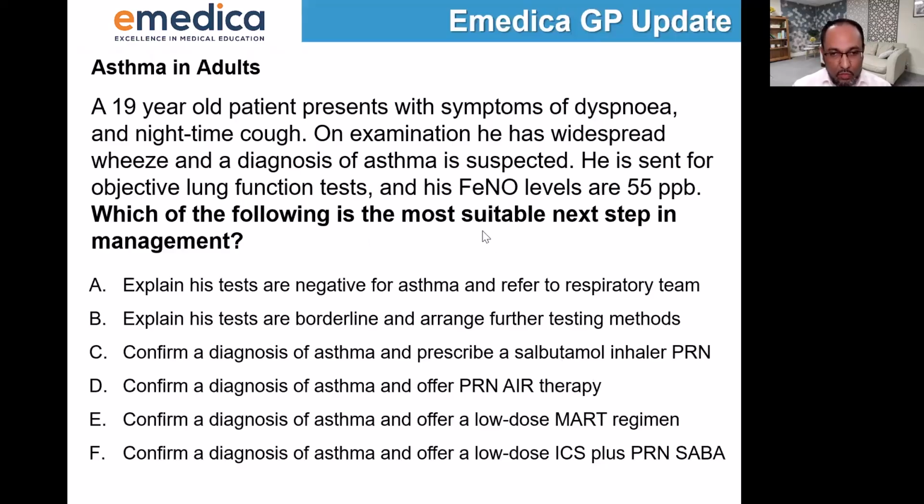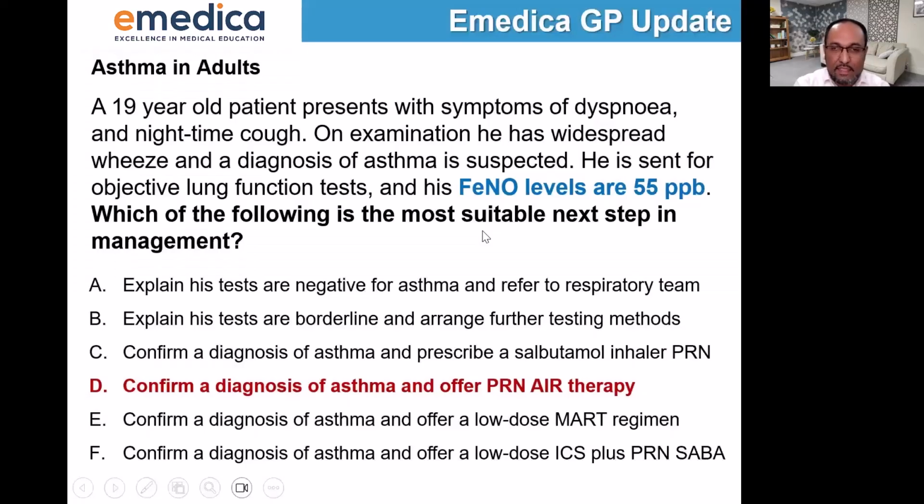Okay, so the correct answer is D. We've got enough to make a diagnosis, so that's the first part. So we can eliminate these two. Well done. So you confirm a diagnosis, and then the first step is to offer PRN AIR therapy. Okay, so let's do the next question, and then I'll go through this guideline.